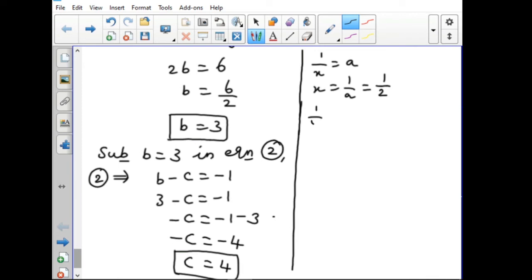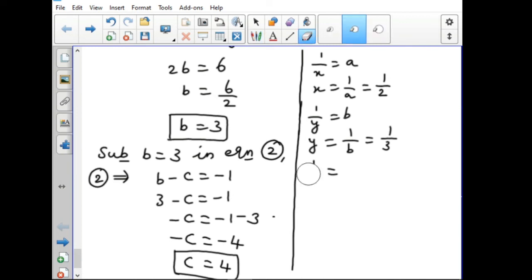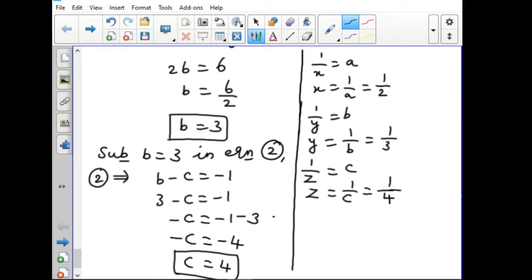Next one, 1 by y equal to b. We need y, so y equal to 1 by b. So 1 by b is what here? 3. Next, 1 by z equal to c. We need z, so z equal to 1 by c. So 1 by 4. Therefore, x equal to 1 by 2, y equal to 1 by 3, z equal to 1 by 4.